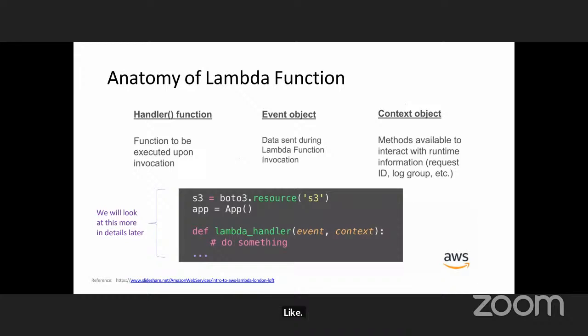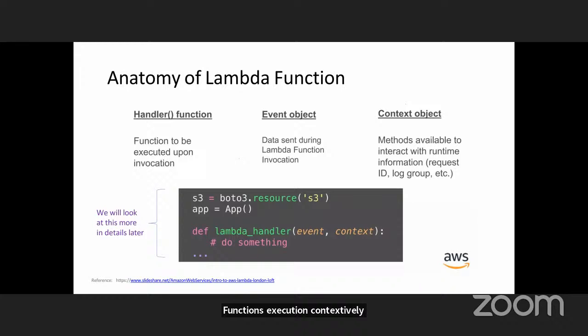The handler function has two key parameters, the event object and the context object. The event object contains information about the triggering event. This is the key object we need to play with when using the Lambda function. And the context object provides the methods available to interact with the runtime information. So this allows you to handle the event data and control the function's execution context effectively.